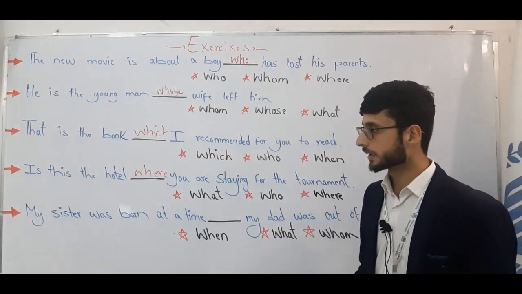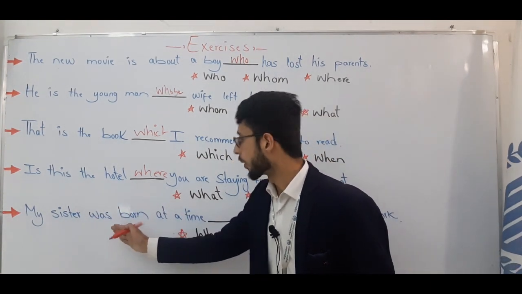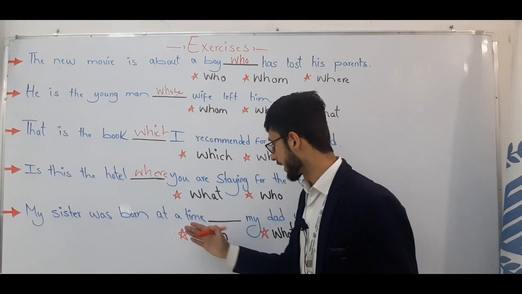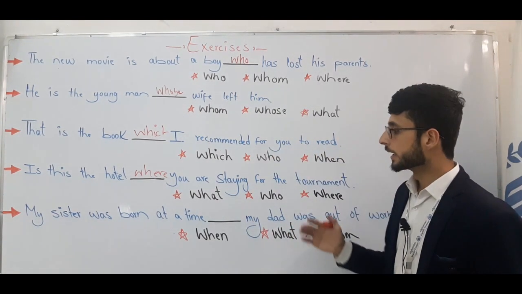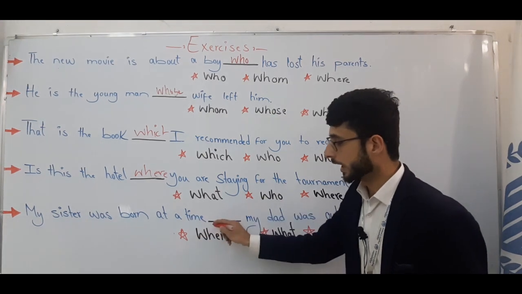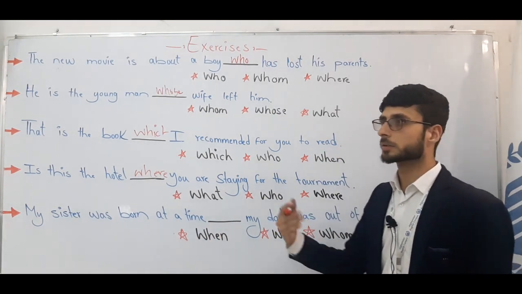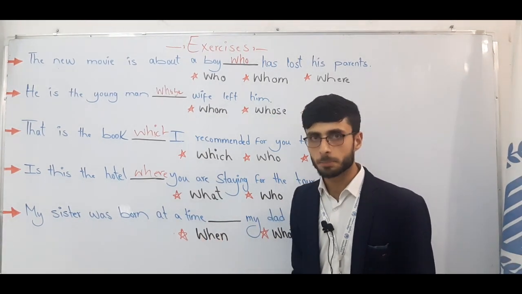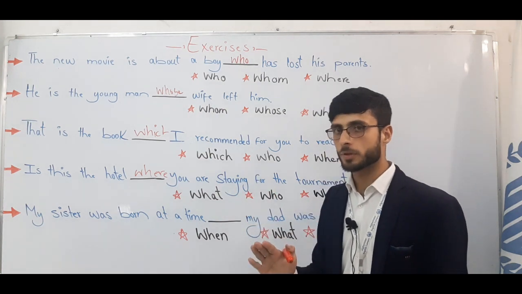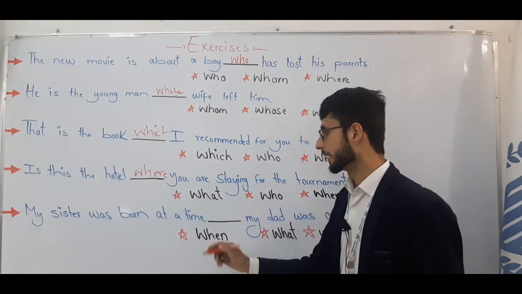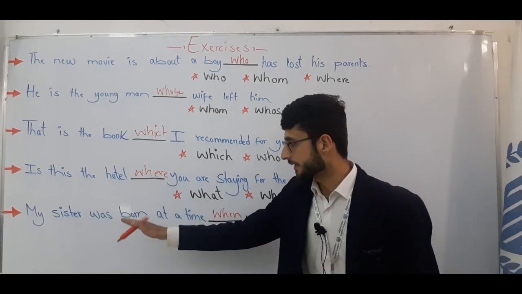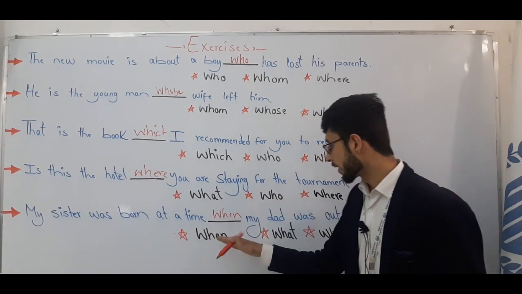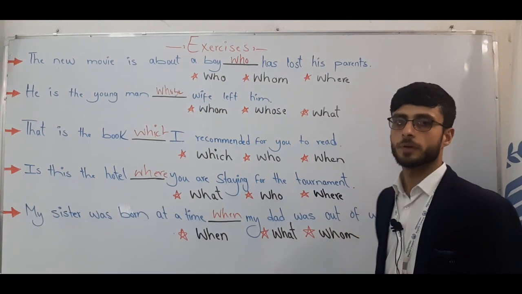The last sentence. My sister was born at a time my dad was out of work. See, in here we have time. We want to talk about the time of something. وقت یک چیز گپ میزنیم. We have a relative pronoun by the name of when. And here we should use when. My sister was born at a time when my dad was out of work.